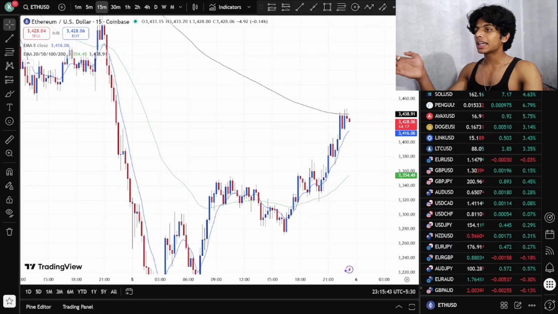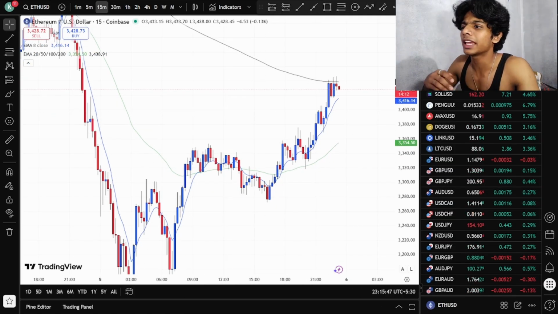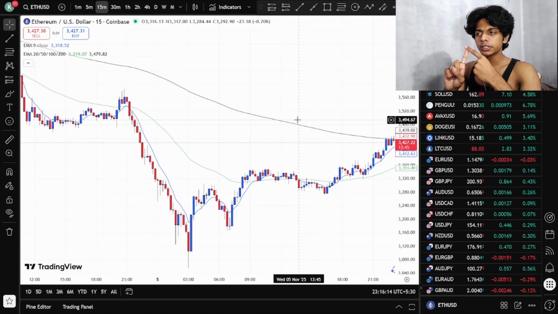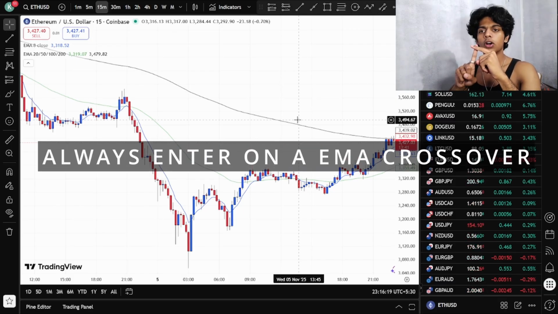So here you can see this chart. It is the Ethereum chart right now. You can open any chart. It works on any chart. What are the four key points you should remember on a strategy? The first point is always enter on a cross of two EMAs.